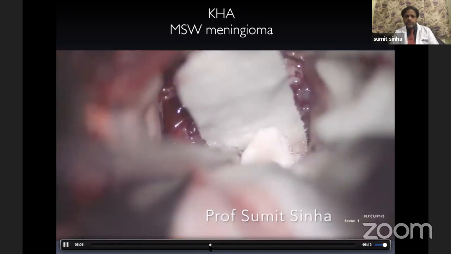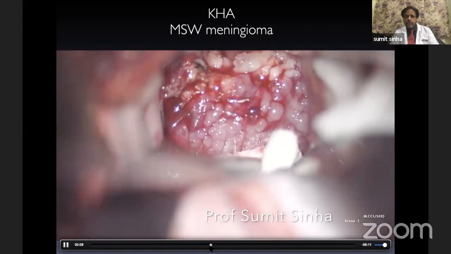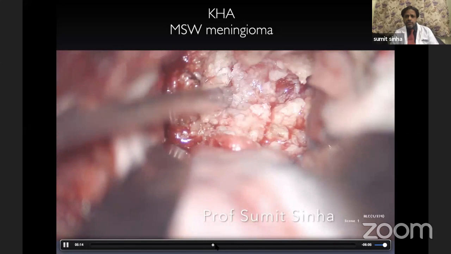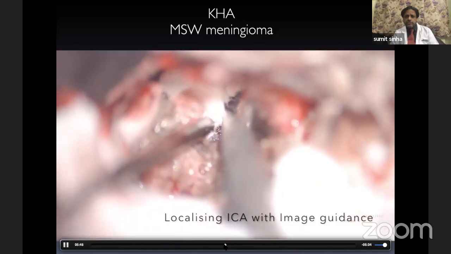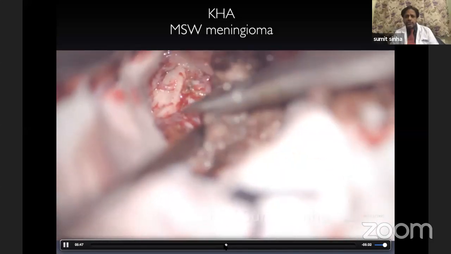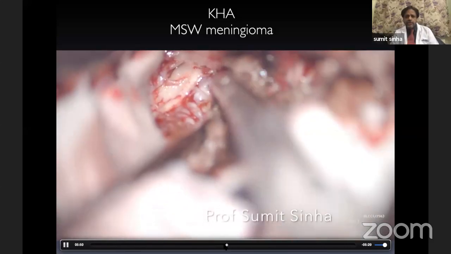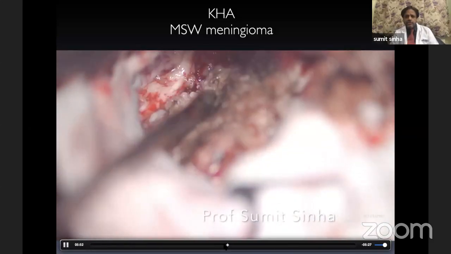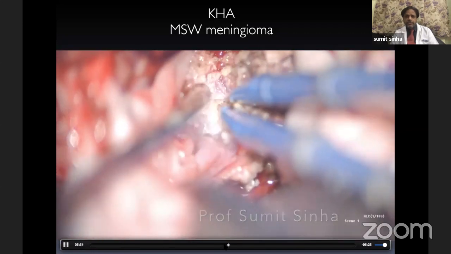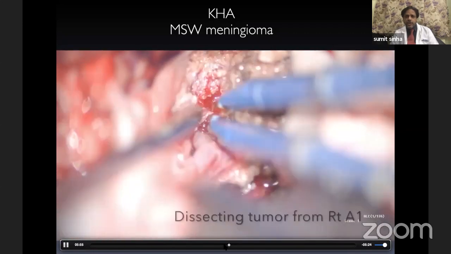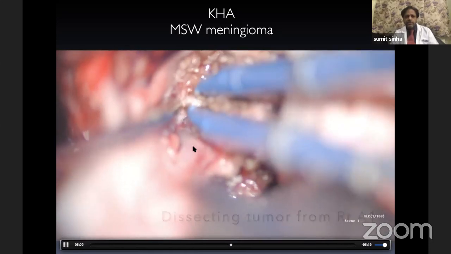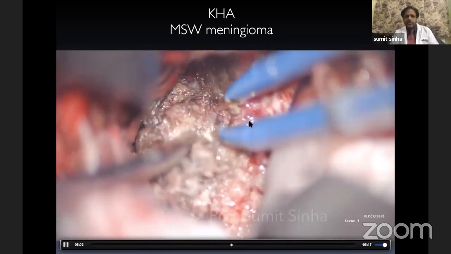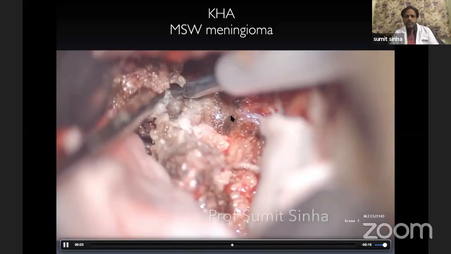So this is the tumor being removed bit by bit, piece by piece, decompressing it with a CUSA, and then localizing the carotid artery through image guidance. Now you see this is the optic nerve. This is the olfactory nerve, which is being separated from the tumor tissue, and the tumor is being dissected from the right A1. This is the tumor.